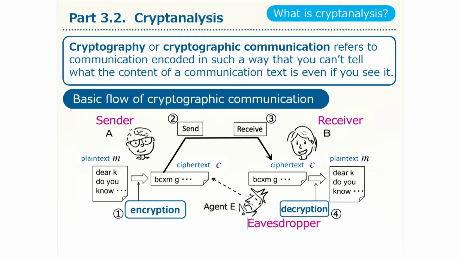Recall that our challenge is to make a cryptanalysis program. Let's clarify what it is. Here again, consider the basic flow of cryptography. Cryptanalysis is what agent E would do. Remember, we assumed that eavesdropper E was able to get the ciphertext completely by some method. Cryptanalysis is computing the original plain text based on this.